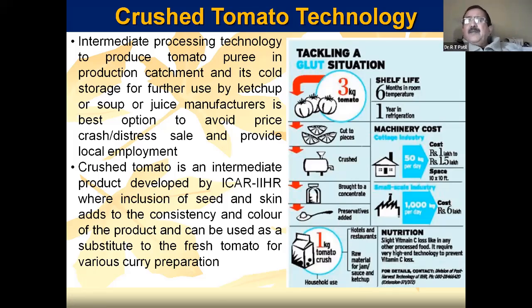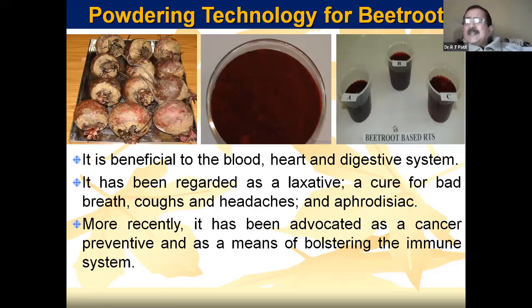Preparing beetroot. Beetroot is red in color, and everything which is red is high in antioxidants. It is beneficial to blood, heart, and digestive system. It has been regarded as a laxative, a cure for bad breath, coughs, headaches, and an aphrodisiac. More recently, it has been advocated as a cancer preventive and a means of bolstering the immune system.